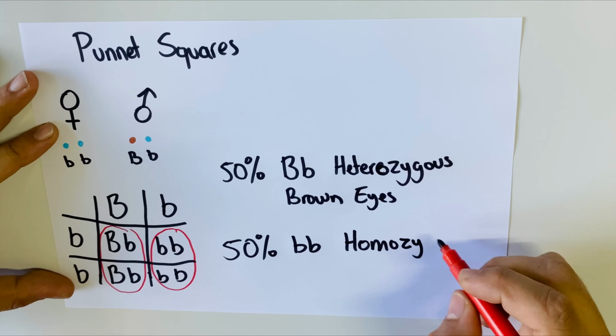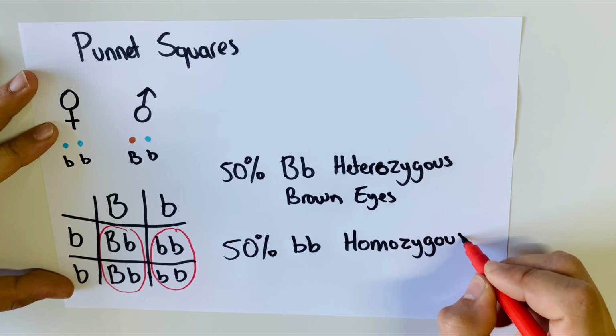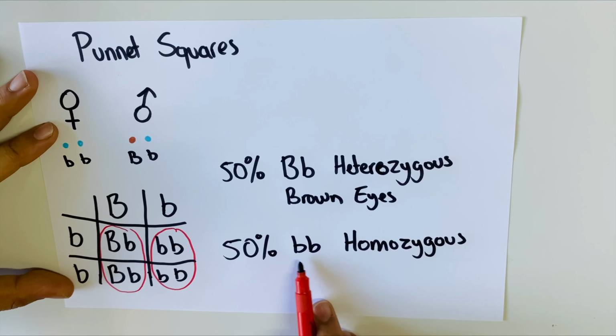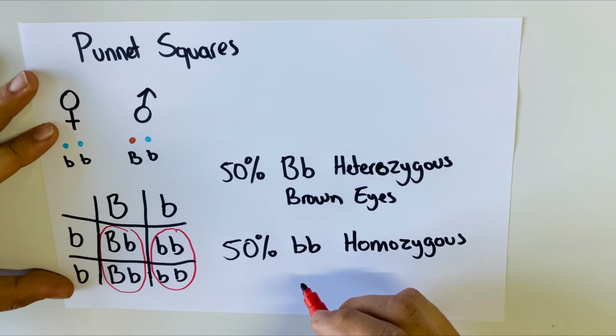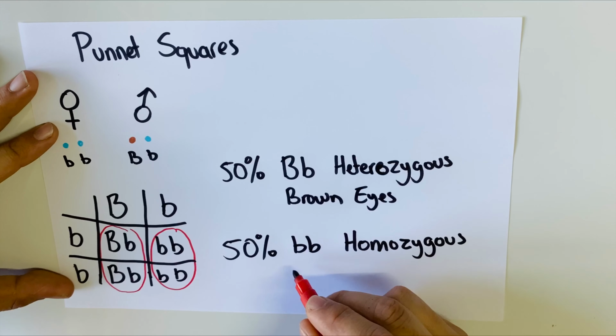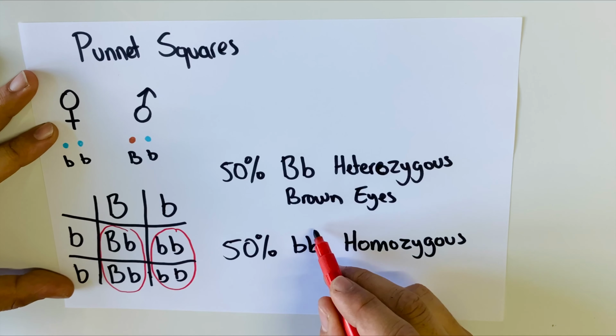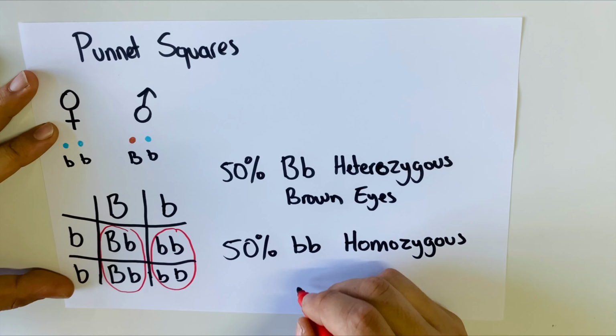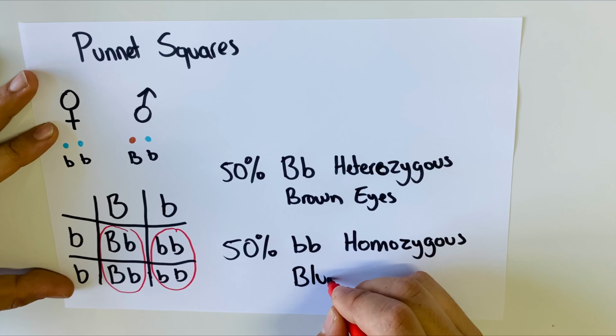And if you remember from our previous video on dominant and recessive, where there are two recessive genes together, you will see the visual manifestation of this recessive trait, which would be blue eyes.